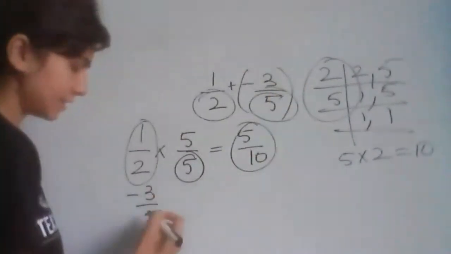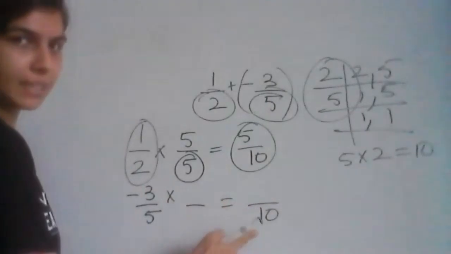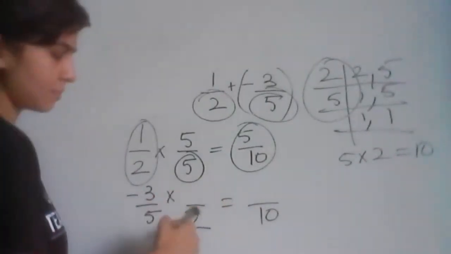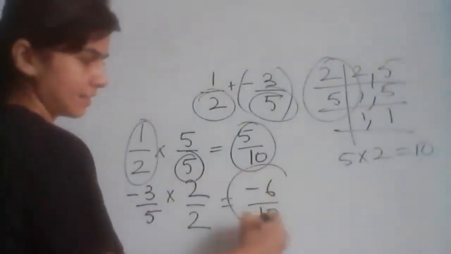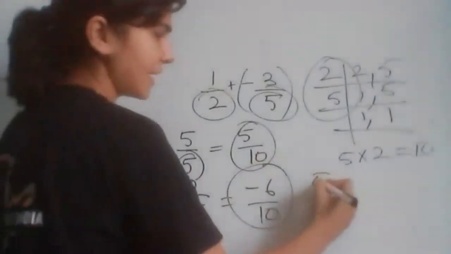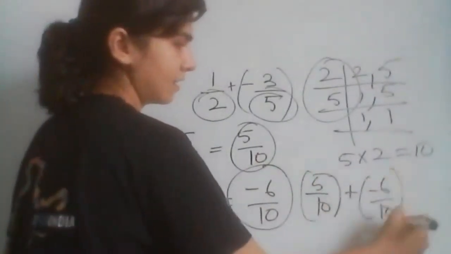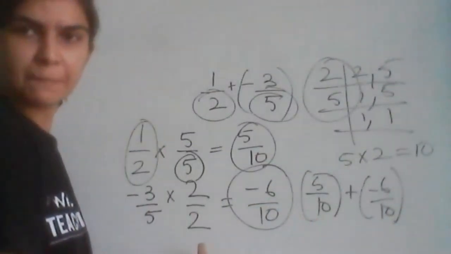It is something like this. So minus 3 by 5 is equal to something by 10, since my denominator of the answer should be 10. So here I have to multiply by 2, so my numerator also I am going to multiply by 2. 3 into 2 is minus 6. So now it is 5 by 10 plus minus 6 by 10. Right? I am doing everything right, right?